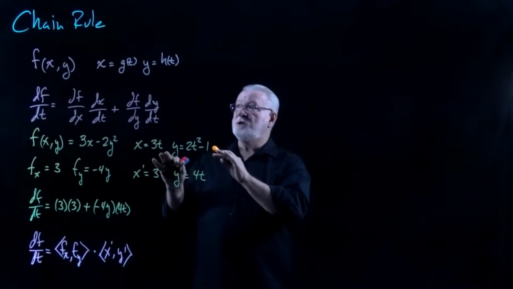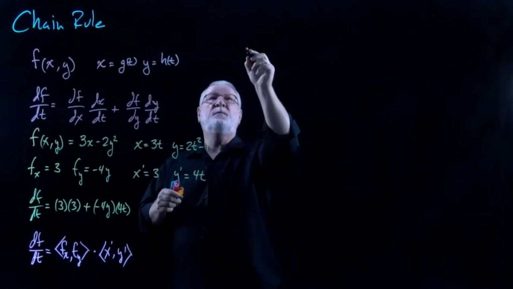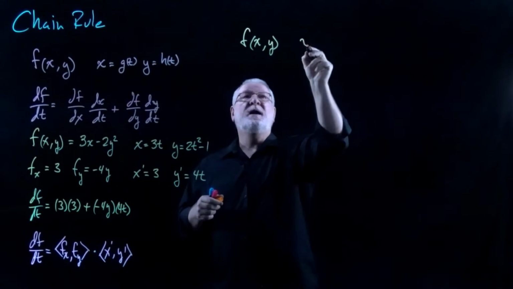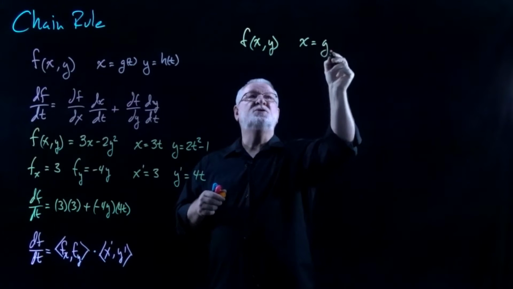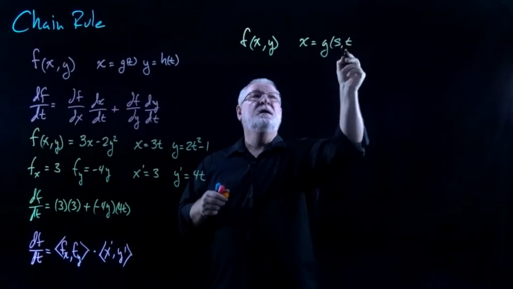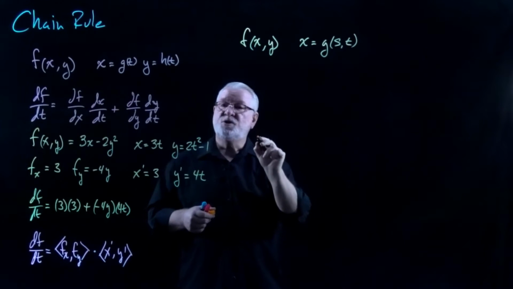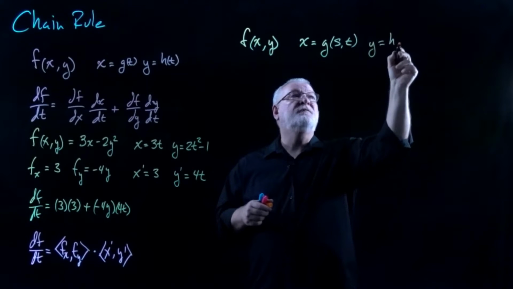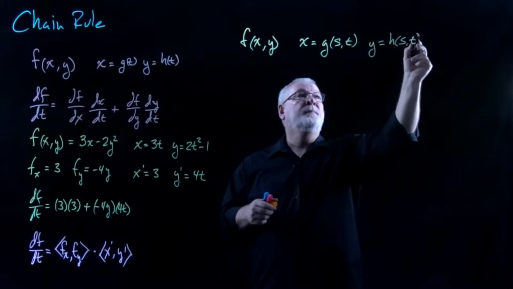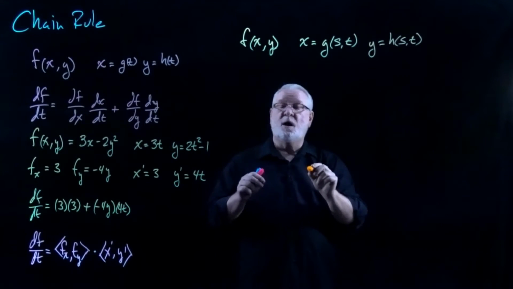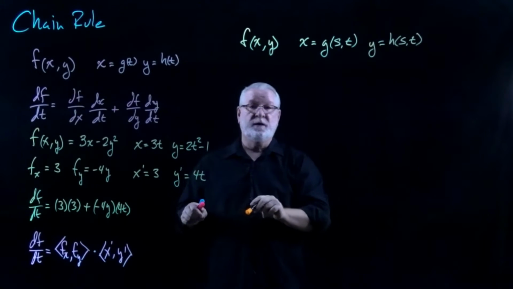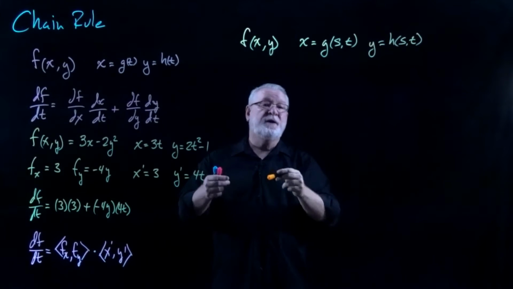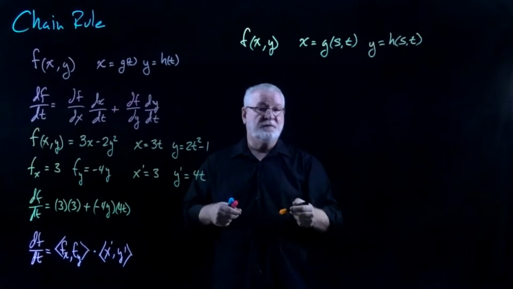That is, we can do another example problem where I've got f of x, y, except this time x is actually defined as g, which is a function of s and t. That is, x is defined by two independent parameters. Correspondingly, y is some function h of s and t. In other words, the parametric equations are themselves multivariable. So we've got a multivariable parent function with multivariable embedded parametric functions.